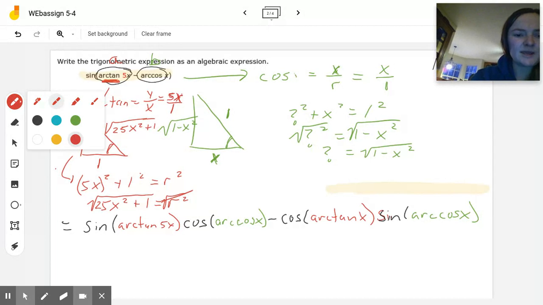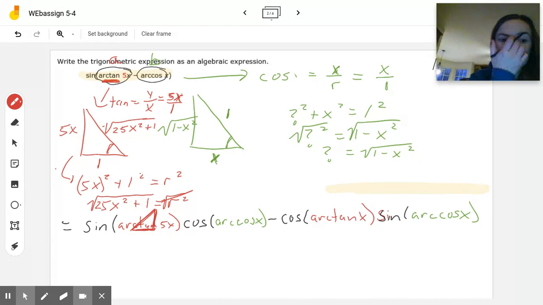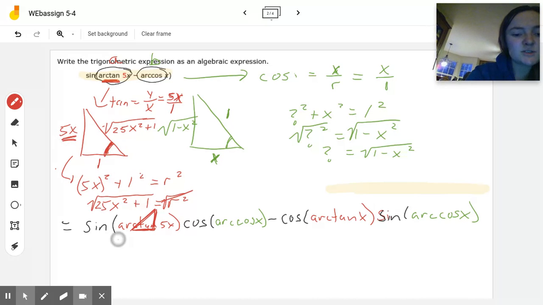So I want to know, what is sine of arctangent 5x? Well, that's the same thing as asking what's the sine of the triangle. Remember, sine is equal to opposite over hypotenuse. You could also say it's equal to y over r. So the sine of this triangle is going to be opposite, using this as my angle, which is 5x, over hypotenuse, which is the square root of 25x squared plus 1. So that was sine of the triangle.